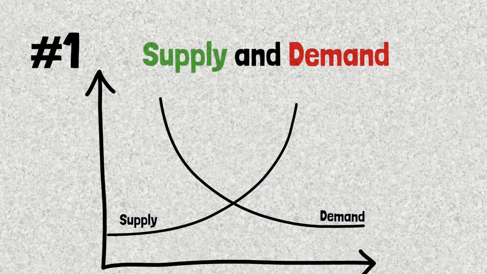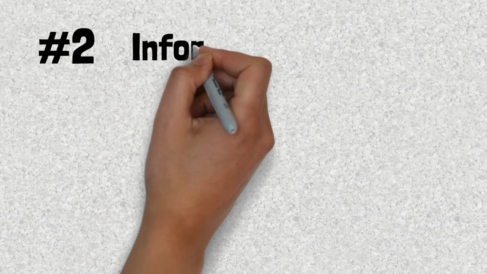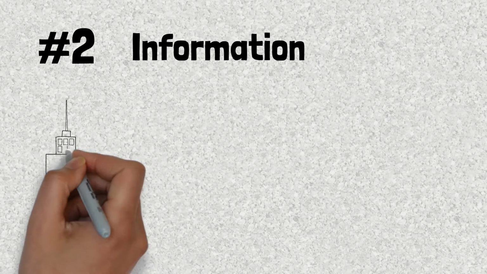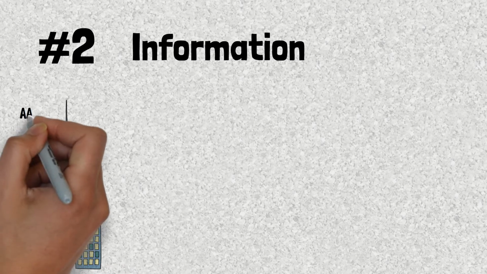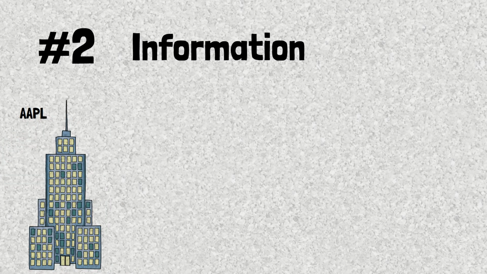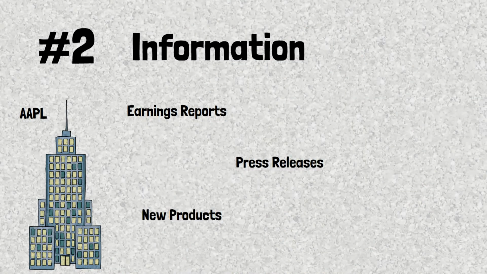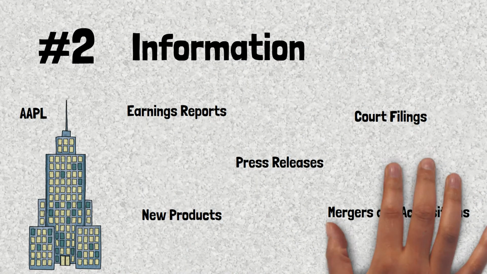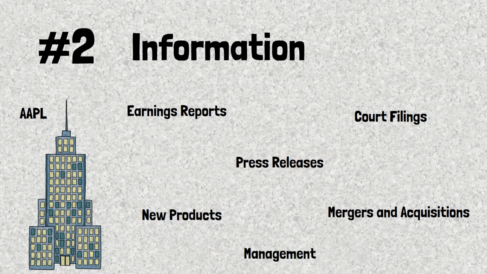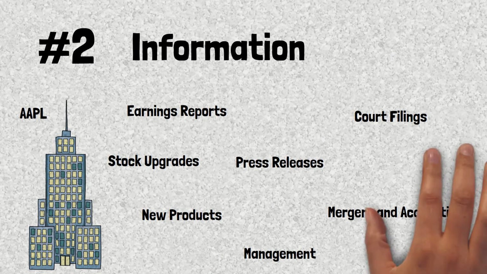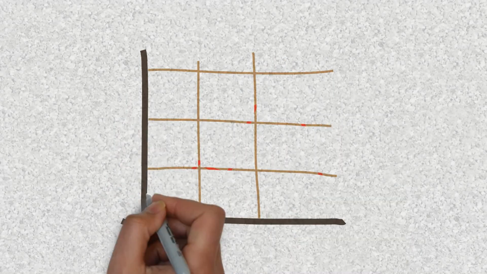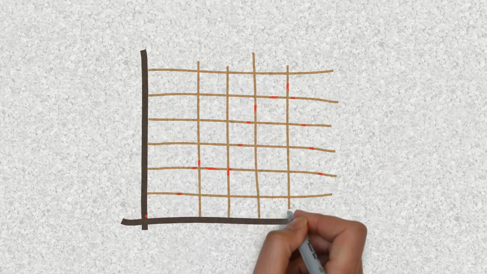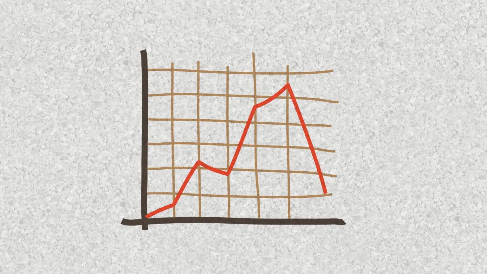Another reason the stock prices move is due to information related to the stock. A stock represents a publicly traded company, and any news or information directly related to the future performance of the company can have a direct impact on its stock price. This can include earnings reports, press releases, new products being put out by the company, court filings, mergers and acquisitions, change in company management, stock ratings and upgrades, lawsuits, and so much more. Informational factors can cause the price of a stock to move quite aggressively in either direction, depending on how sensitive or important that information is to the future of the company.